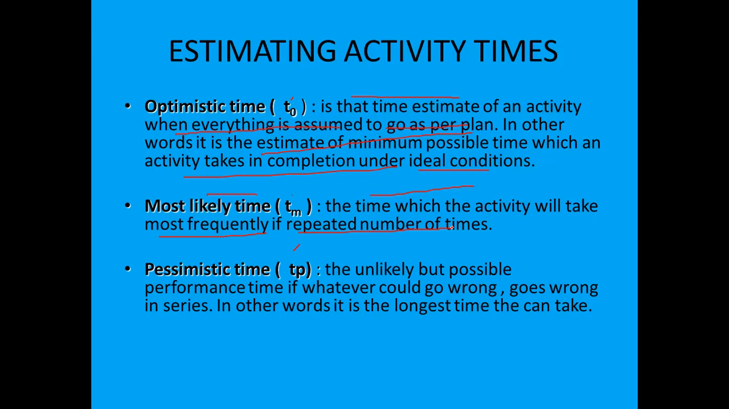Next one is pessimistic time. So what is the meaning of pessimistic time here? In this pessimistic time, the unlikely but possible performance time, if whatever could go wrong goes wrong in series, this is nothing but the longest time that can be taken.